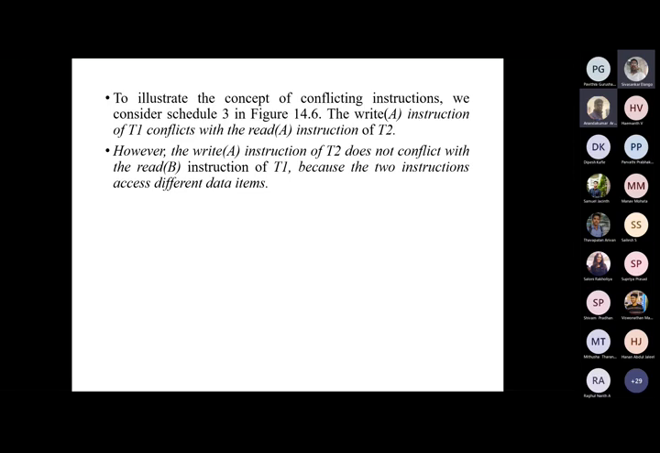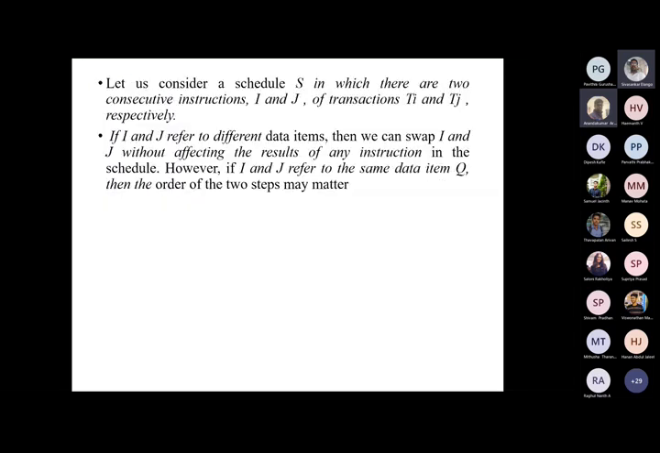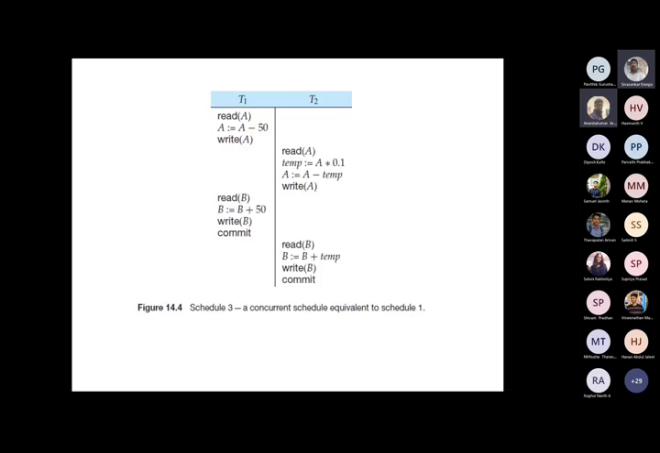To illustrate the concept of conflicting instructions, we consider Schedule 3 in 14.6. So the write of A instruction conflicts with the read of A instruction of T2, right? So what we do is write a Schedule 3 which shows only the read and write instructions. Schedule 3 is a refined version of figure 14.4 Schedule 3, right?